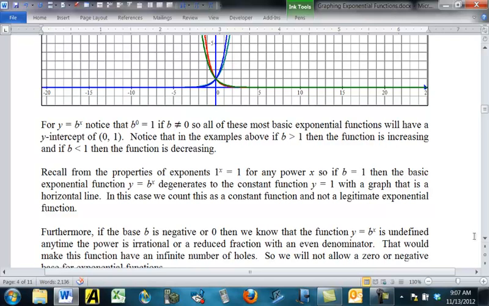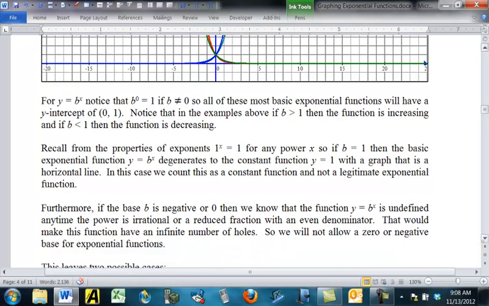Now remember, we also have a property that 1 to any power is 1. So 1 to the x is 1 for any power x. So if we have a base of 1 and we just have the function y equals 1 to the x, that really just degenerates to the constant function y equals 1, which is a horizontal line. So we're not going to count that as being a legitimate exponential function because really it's just a constant function in that case. So we will not allow a base of 1.